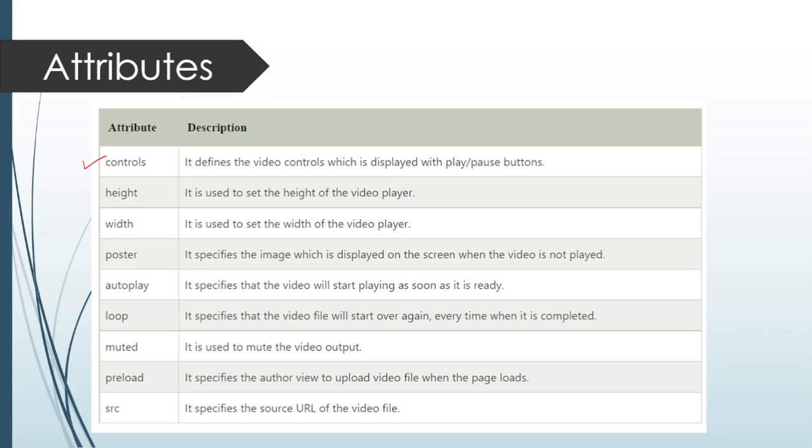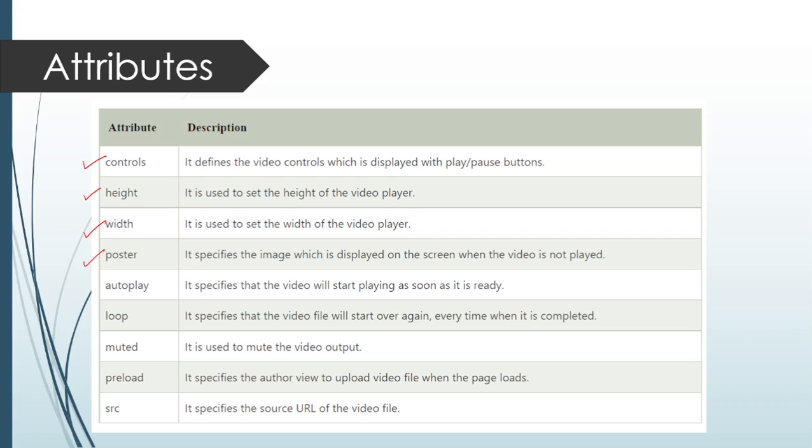So listen to everything carefully. Controls defines the video controls which are displayed, like the play and pause buttons. As you know, in case of audio and video files, the play button, pause button, and volume up and down buttons are very important. That's why the controls attribute is compulsory. Second is height. If you want to set the height of the video that you have uploaded on your web page, you can use the height attribute. If you want to change the width of your video, you can use the width attribute.